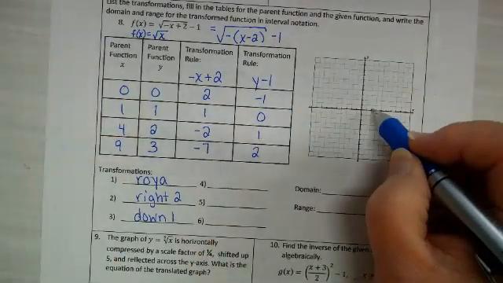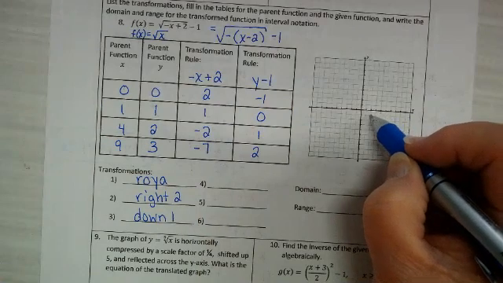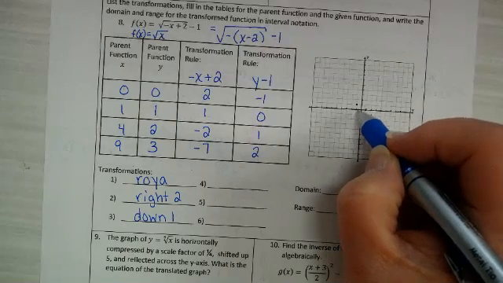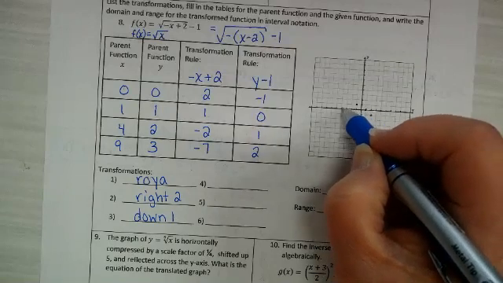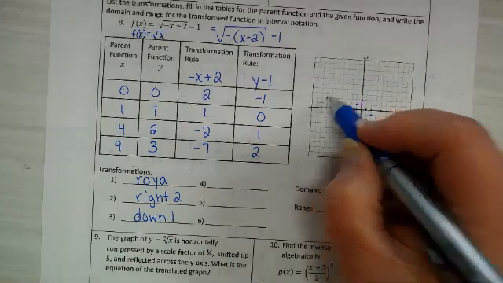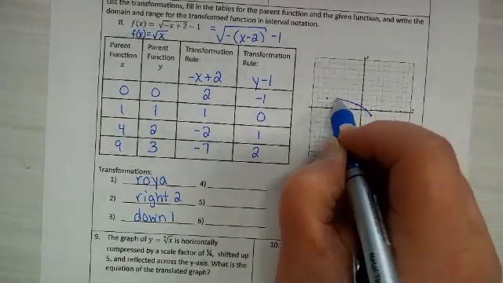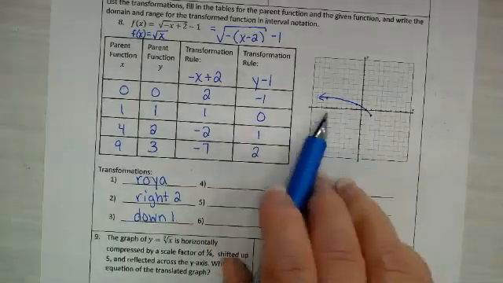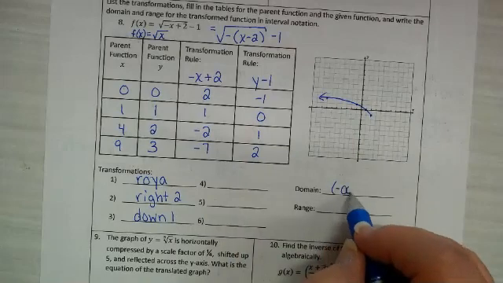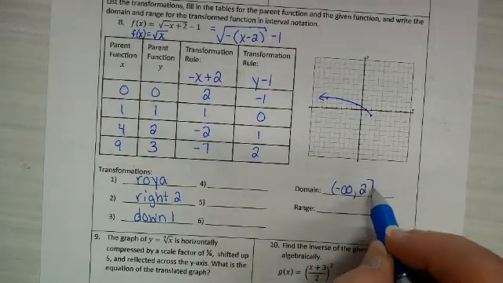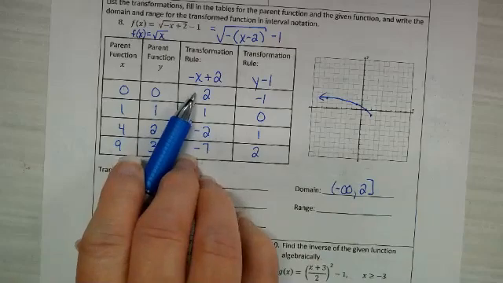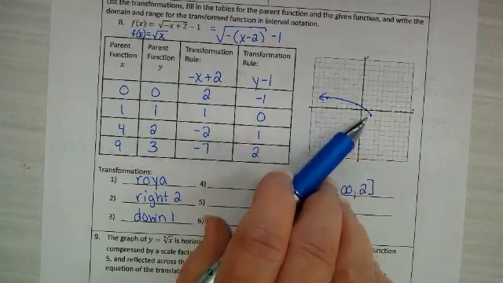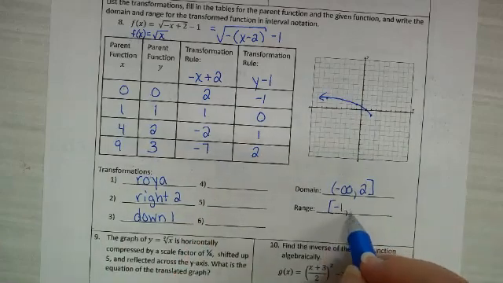Now we can graph 2, negative 1, 1, 0, negative 2, 1, and so on. There is our graph. Our domain, because of the reflection, goes from negative infinity until 2, because that's the furthest x value. And my range from bottom to top starts at negative 1 and goes on to infinity.